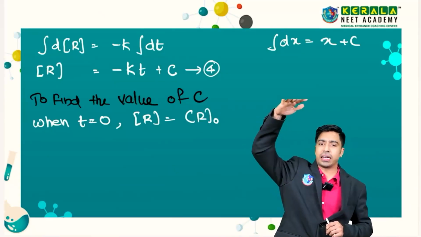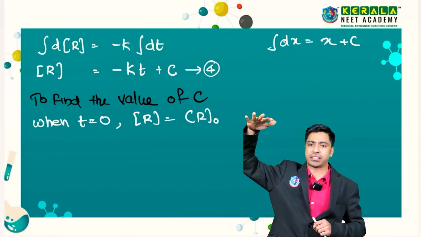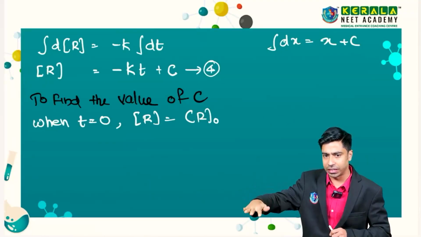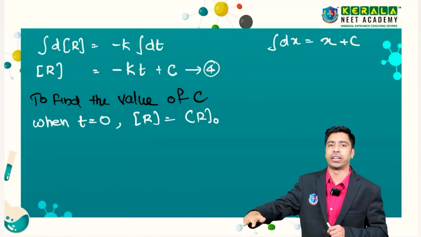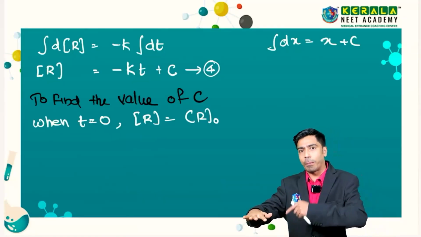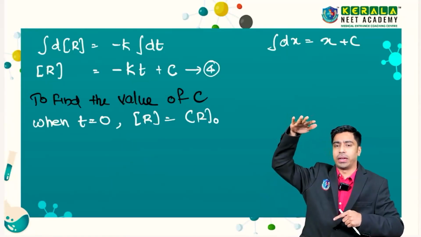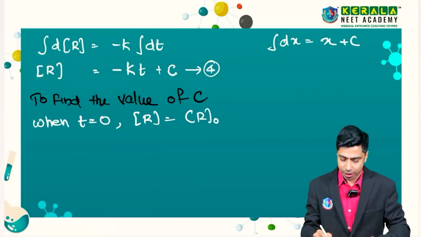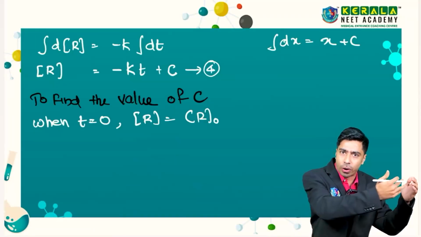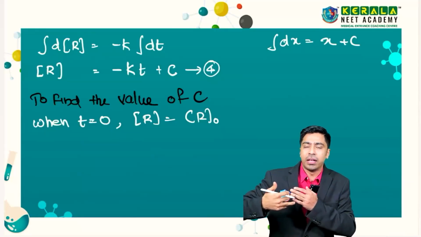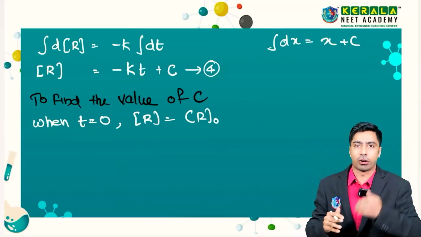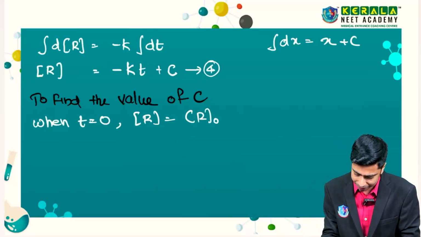That means we started the reaction with the maximum concentration of reactant, and now at time t, the concentration has decreased to R. If you go back, when the time is again 0, you'll have the initial concentration itself. If you go in reverse, when time becomes 0, the concentration of reactant becomes the initial concentration. So I'll make this t0.